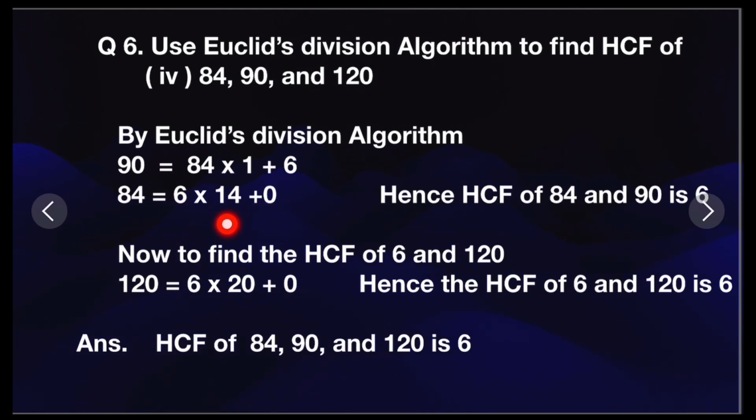Be very careful, do not confuse it with the quotient. You are dividing by 6, so 6 is the HCF. The divisor only becomes the HCF. Now you have to find the HCF of 6 and 120. The bigger number is 120. You divide 120 by 6, you get the quotient as 20 and remainder as 0. So here the divisor 6 is the HCF of 6 and 120. So 6 is the HCF of all these 3 numbers.